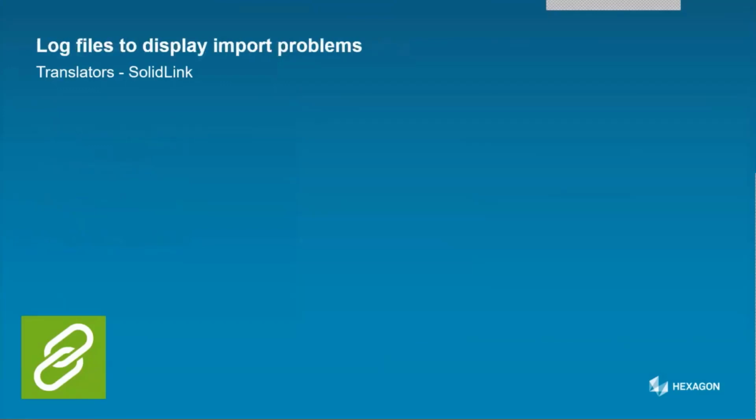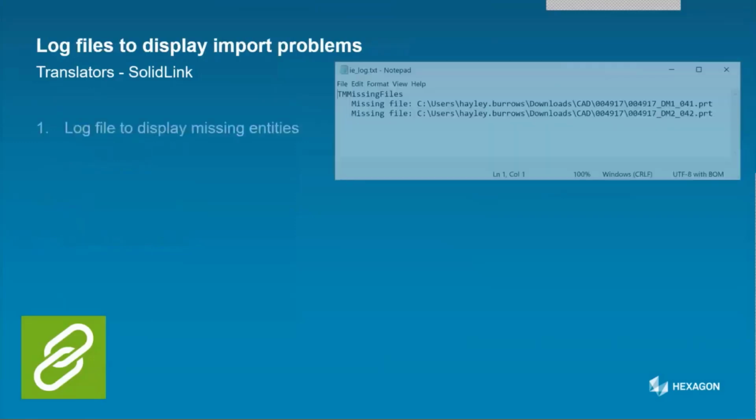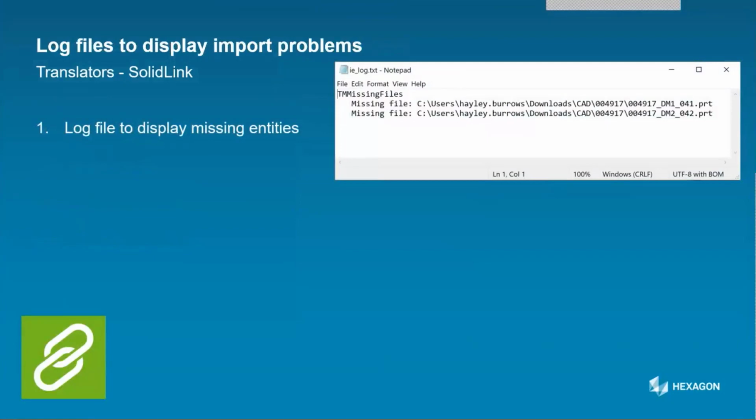Another really good one is this feedback when we import elements that have problems. So the first one is we get a log file to display missing entities. We actually had something crop up on the forum this week, and I was able to use the latest version of SolidLink.